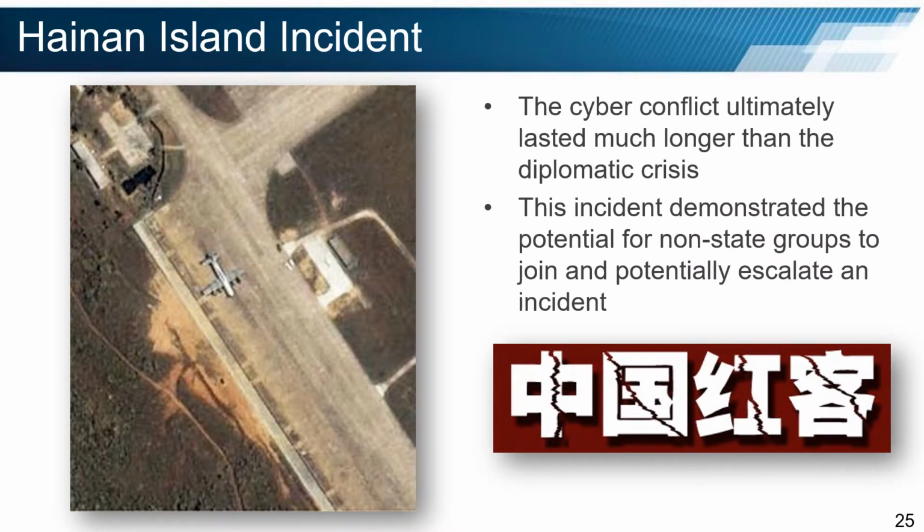This cyber conflict ultimately lasted much longer than the diplomatic crisis, with new attacks occurring months after the two nation-states had come to a resolution of the original incident. The Hainan Island incident did demonstrate the potential of non-state groups to join and potentially escalate an international incident. In this case, the actions of the hackers had no real impact on the negotiations between China and the United States.